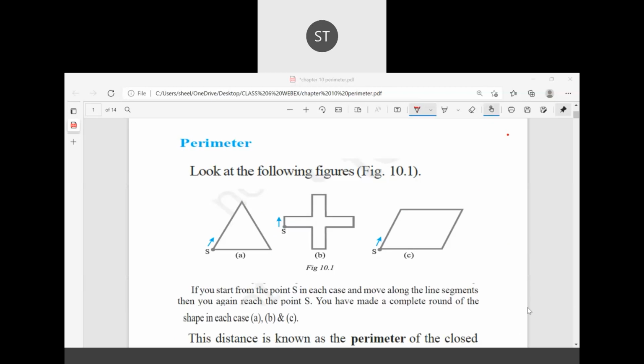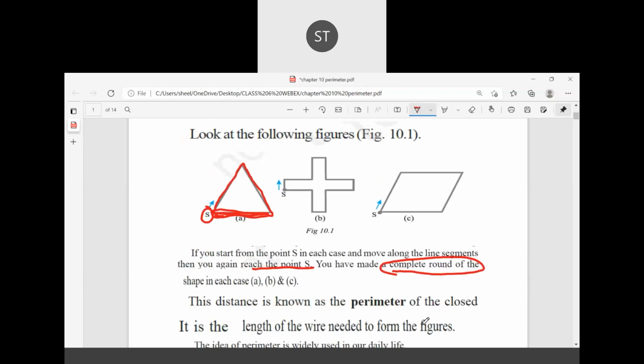Here you can see that S is marked for the first diagram. Now we are moving along the line, and it is coming along the line and reaching S again. What happened here? A complete round we have taken. This is called the perimeter, that is the length of the outer boundary. This distance is known as the perimeter of the closed figure.